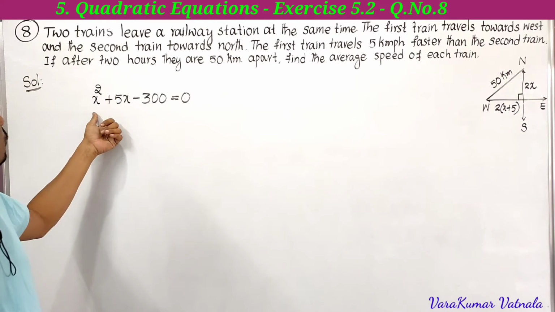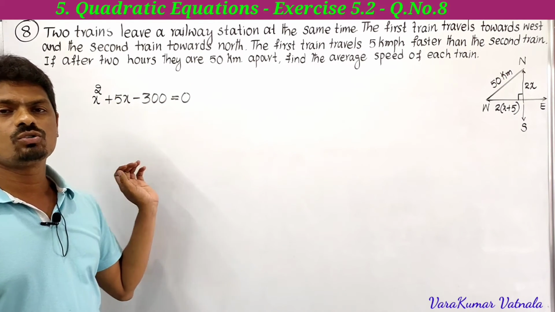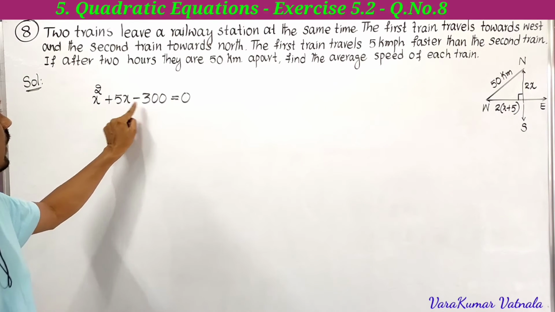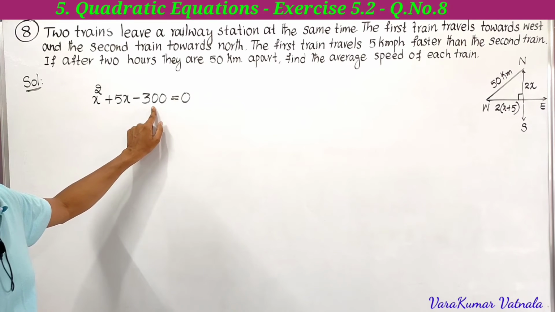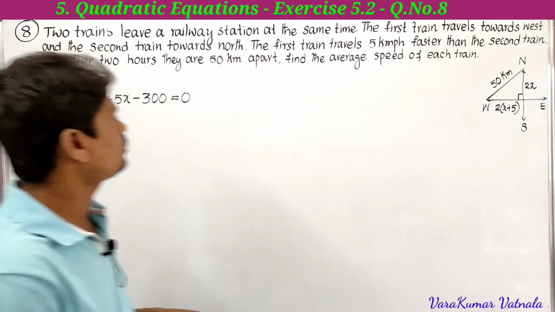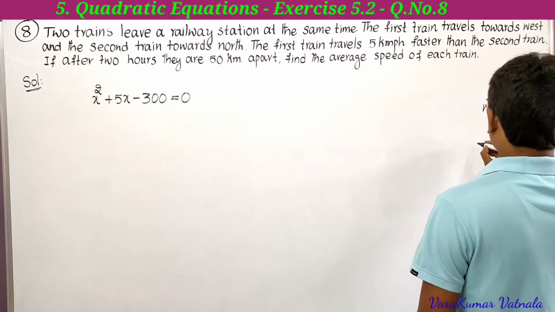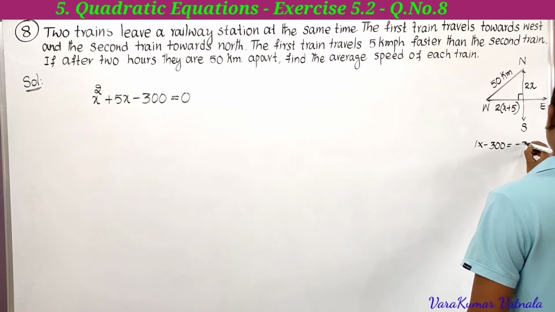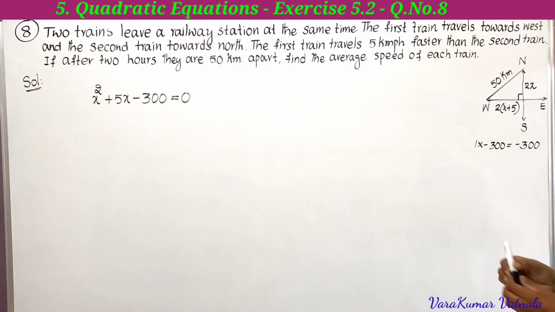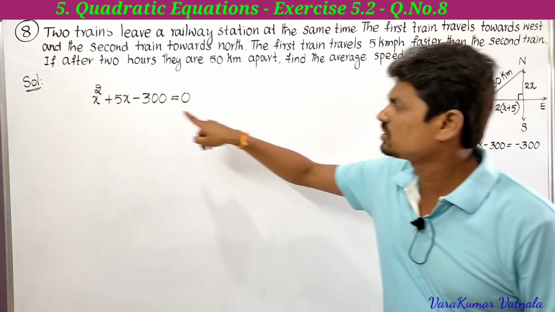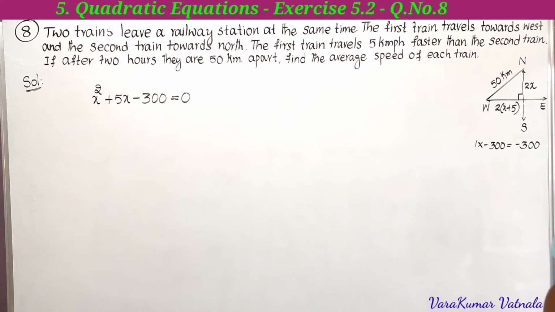So we have x square plus 5x minus 300 equal to 0. Here the coefficient of x square is 1 and the coefficient of x is 5. Constant is minus 300. So multiply the coefficient of x square with the constant, that is 1 into minus 300, which is minus 300. Now we have to select two factors for minus 300. The condition is their product should be minus 300 and sum should be plus 5.